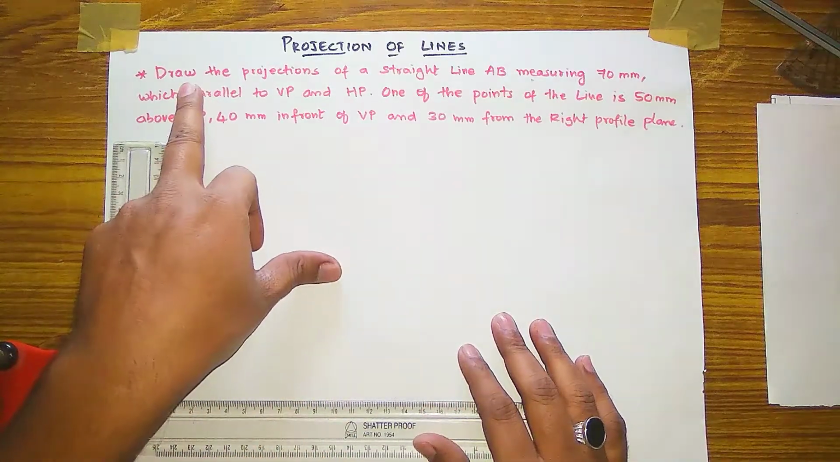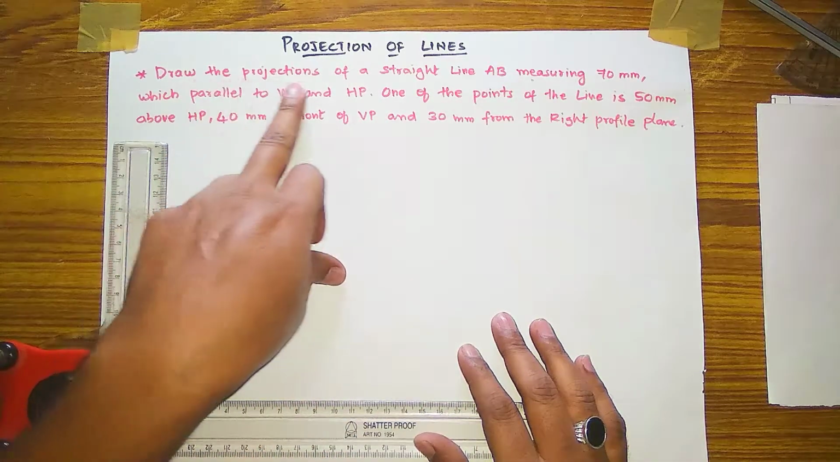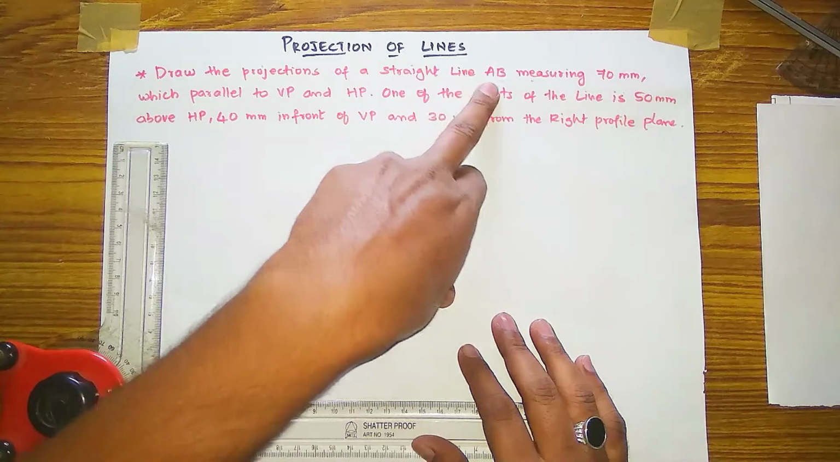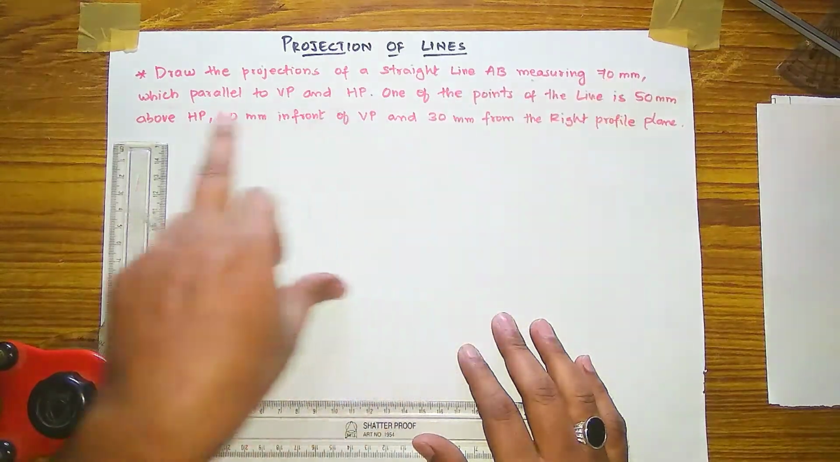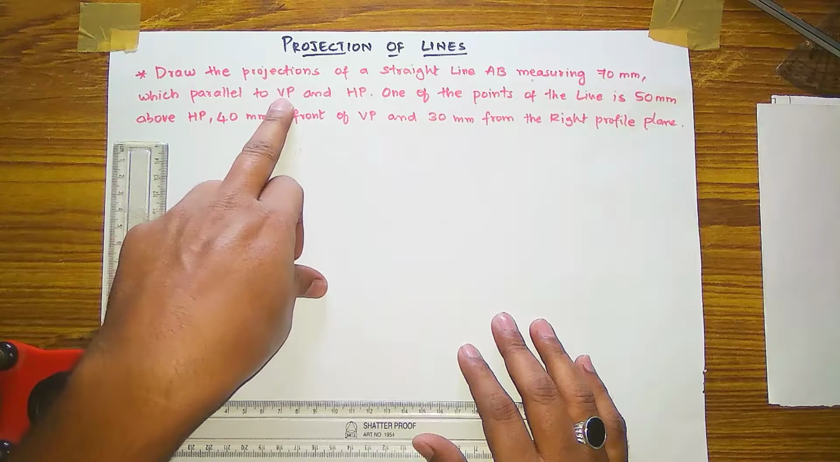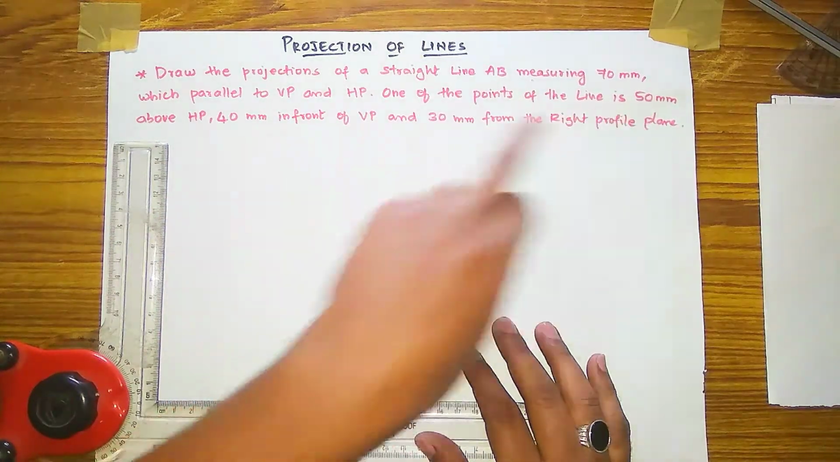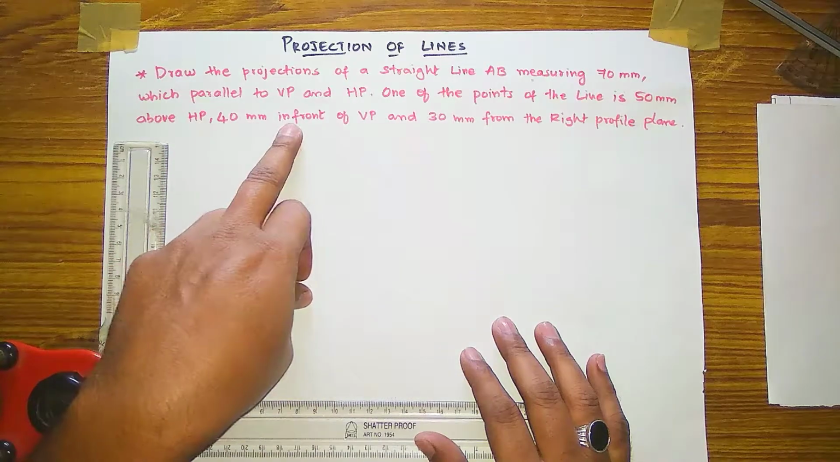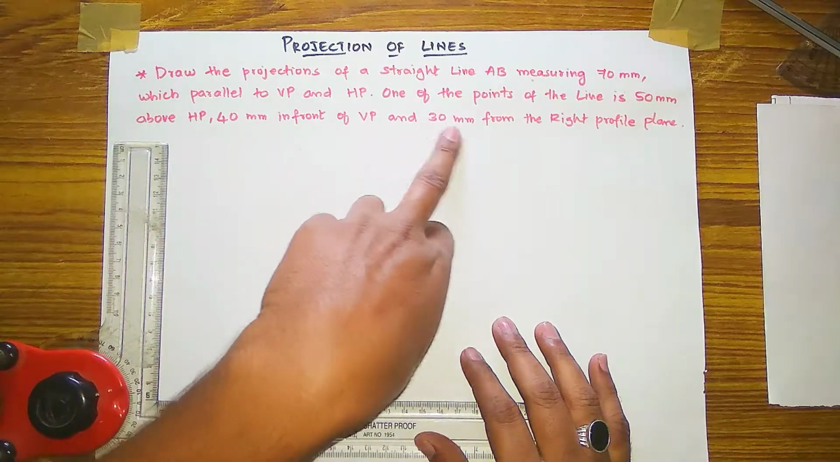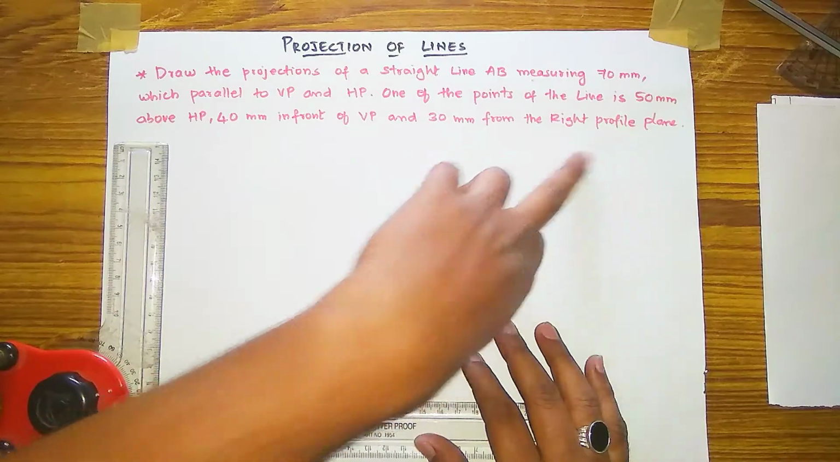Okay, this is my question. I am going to start now. Draw the projections of a straight line AB measuring 70 mm which is parallel to VP and HP. One of the points of the line is 50 mm above HP, 40 mm in front of VP and 30 mm from the right profile plane.